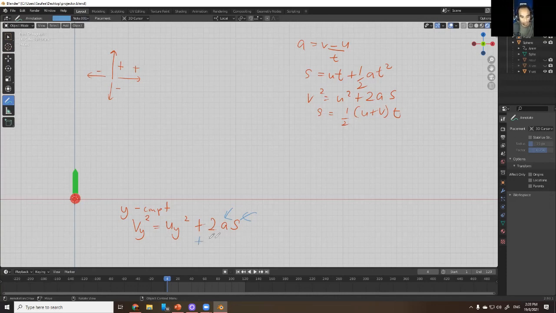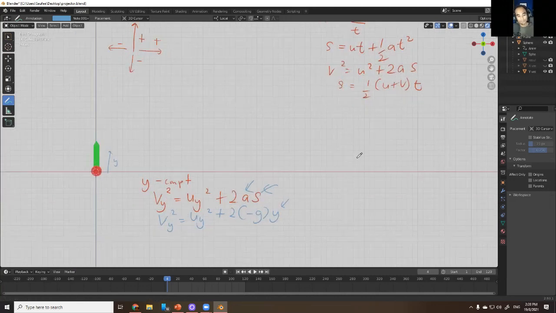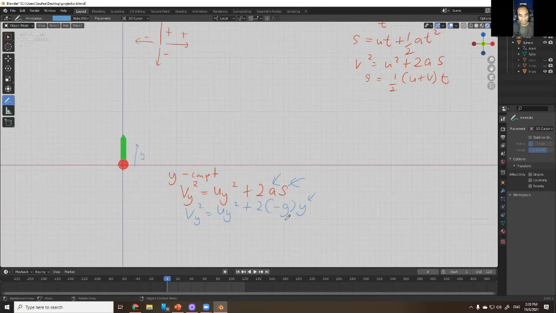So this one should be plus 2 negative G, and S is the Y coordinate, right? How high the ball is from the ground. So the whole thing will be Vy squared equals Uy squared plus 2 times minus G times Y. Why minus G? Gravity is pointing downwards. That's why we have negative G there.